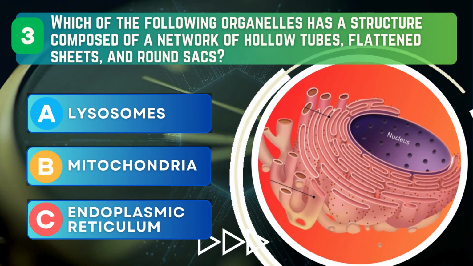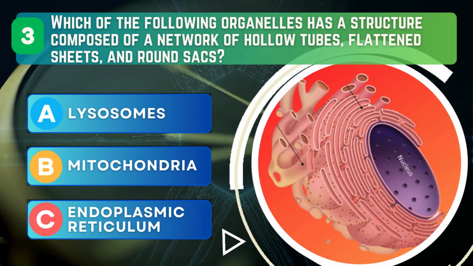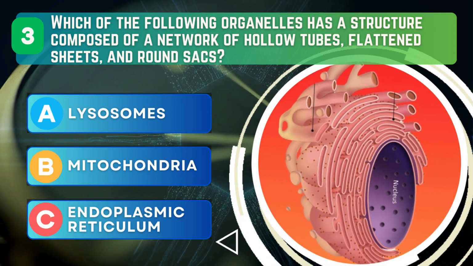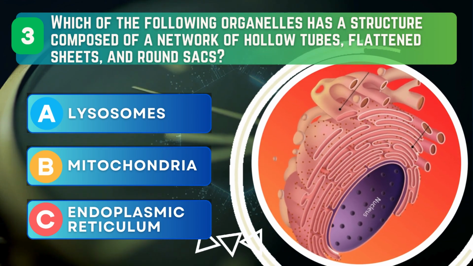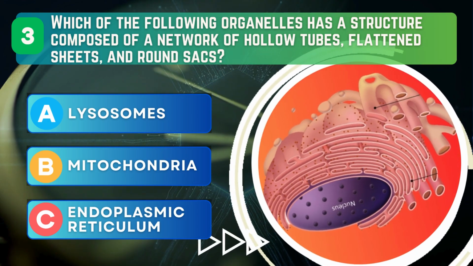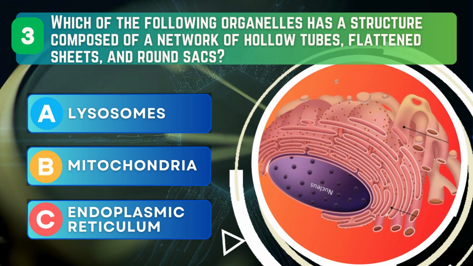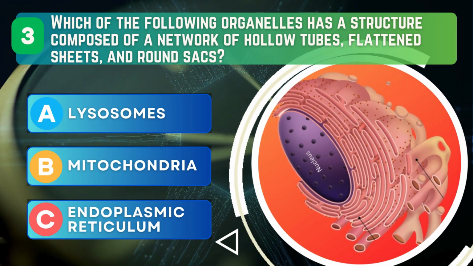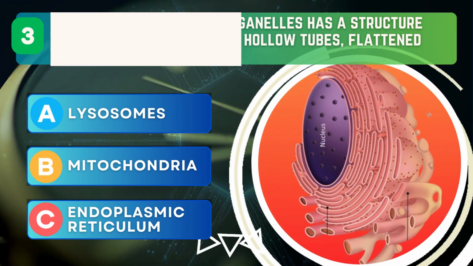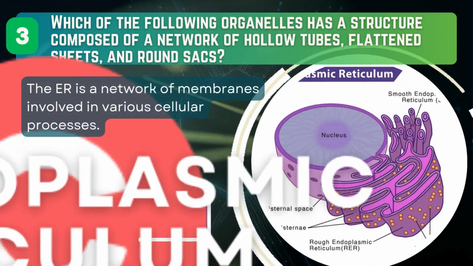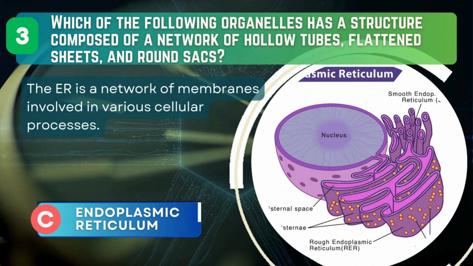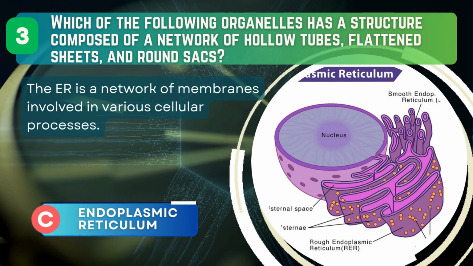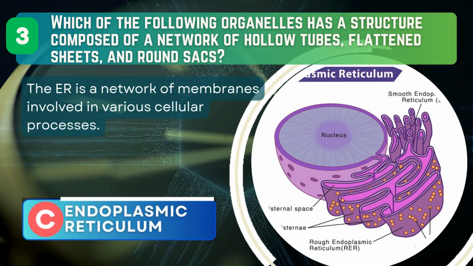Which of the following organelles has a structure composed of a network of hollow tubes, flattened sheets, and round sacs? Endoplasmic reticulum. It is a network of membranes involved in various cellular processes.